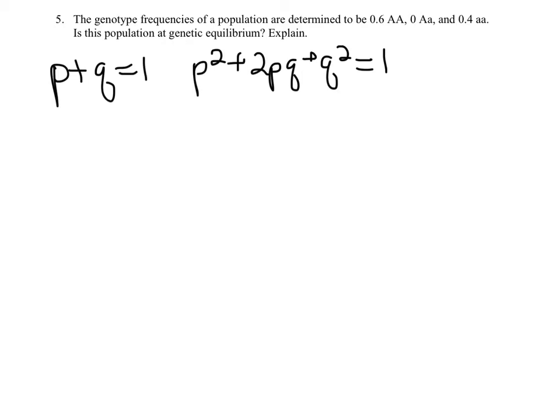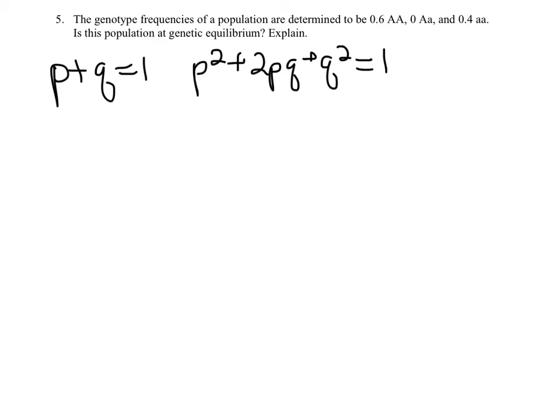The genotype frequencies in a population, so that tells us we're looking at this, are determined to be 0.6 for big A, big A, 0 for big A, little a, and 0.4 for little a, little a. Is this population at genetic equilibrium? Explain. So I'll show you the short estimate way to do this. There's a longer way with chi-squared involved, which I can do next, but this gives you a good idea of whether it's in equilibrium or not.